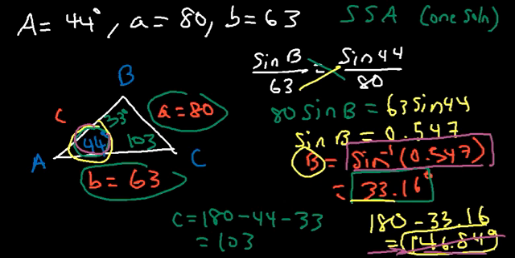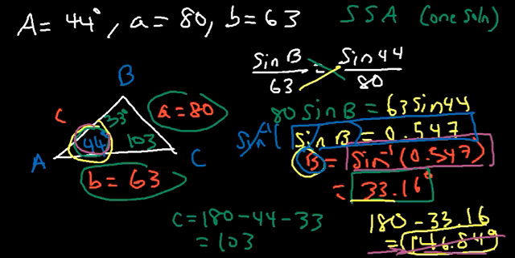By the way, when you get to this point, what you need to do is take the inverse sine of both sides. Inverse sine of sine B, those two cancel, you just get B. And on this side, you just get inverse sine of 0.547, and that's what we get. So that's how you go from this step to this step. Just take the inverse sine of both sides.